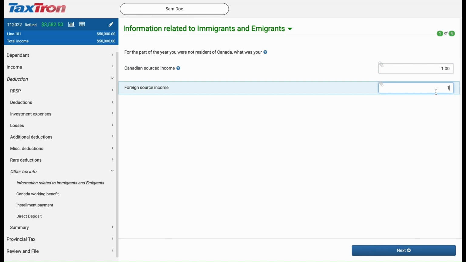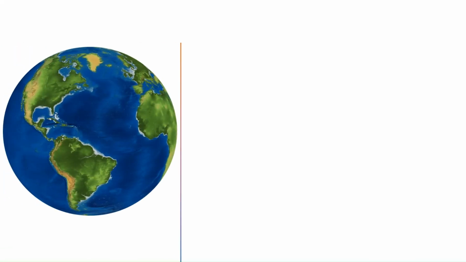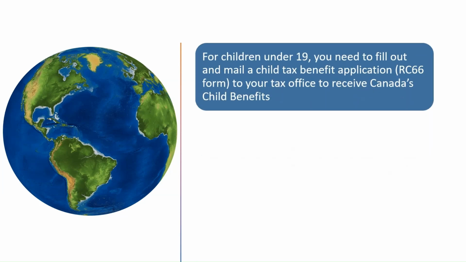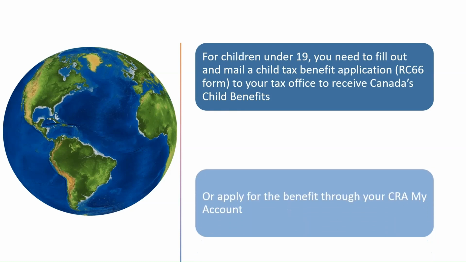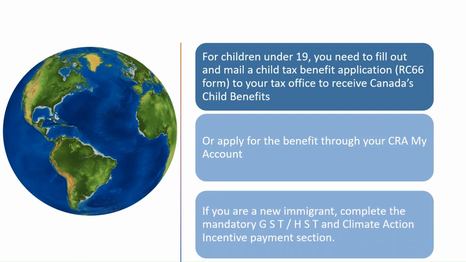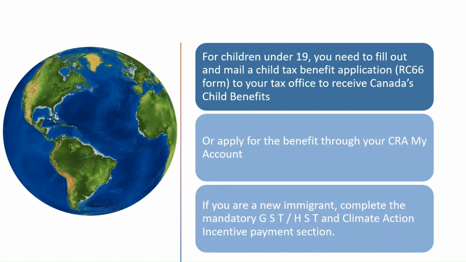Let's now talk about the respective sections you must complete if you are a new immigrant to Canada. If you have children under the age of 19, you will want to fill out and mail a Child Tax Benefit Application (RC66) form to your tax office in order to receive Canada Child Benefits. You can also alternatively apply for the benefit through your CRA My Account. Click the link in the description to get more information on the Canada Child Benefit.